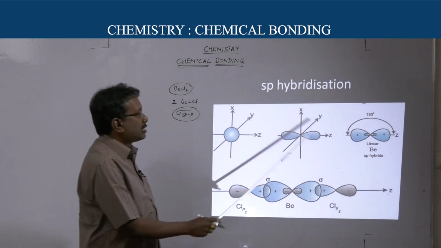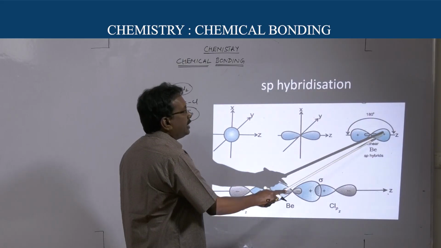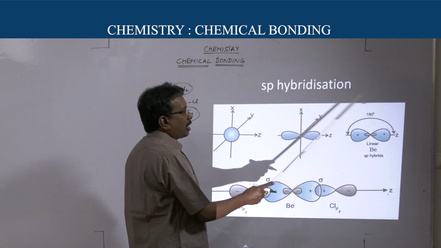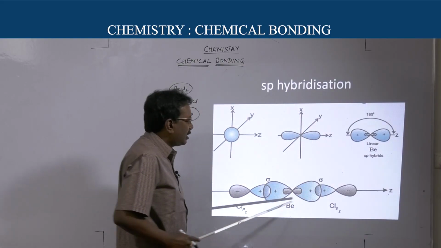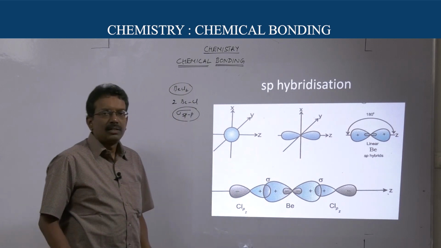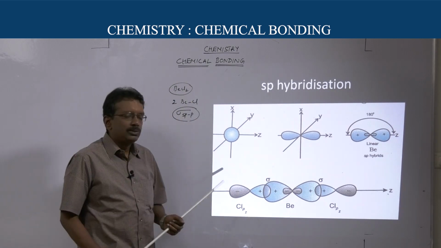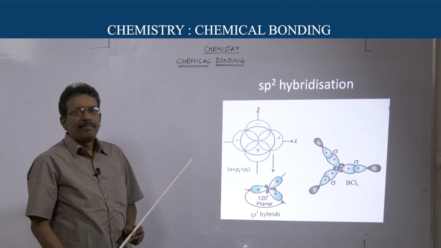So because of this sp hybridization, just now we concluded that these two sp hybrid orbitals, to acquire minimum repulsions, need 180 degree separation, and thereby the overall molecule becomes linear. Suppose if they ask what is the molecular shape of BeCl2, then we have to say it is a linear molecule. Now let us move to sp2 hybridization.